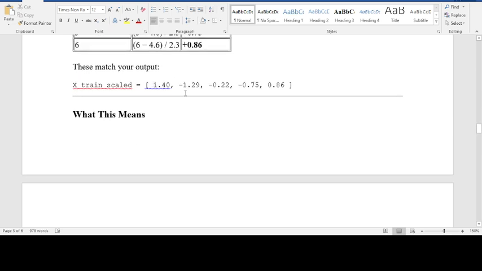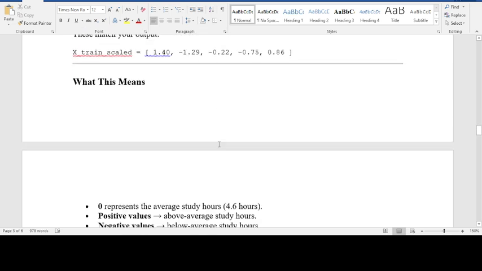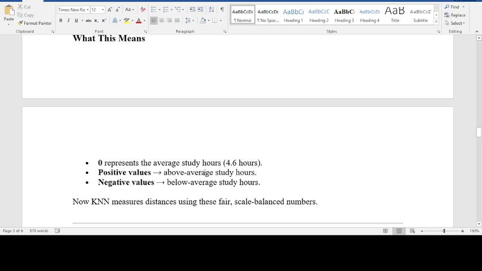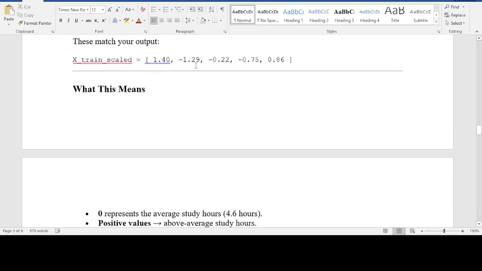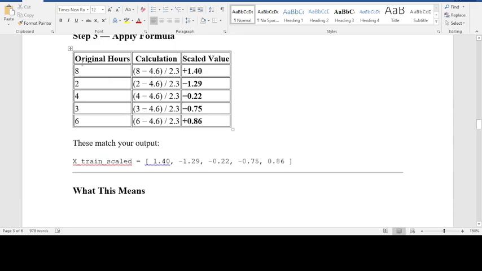Like 1.40, 0.86. What is the meaning of that? The study hours are above the average hours. Negative means it is below the average hours. That is the indication. It means it is converting the original values into scaled values.